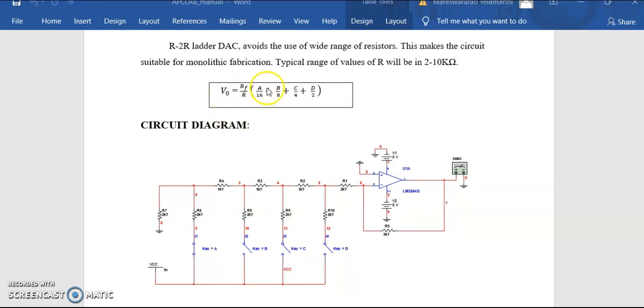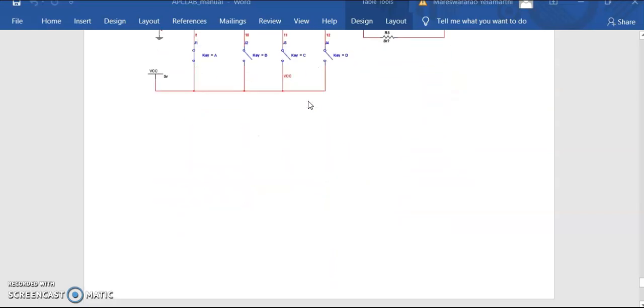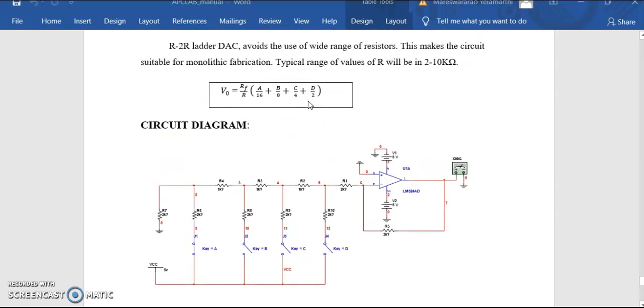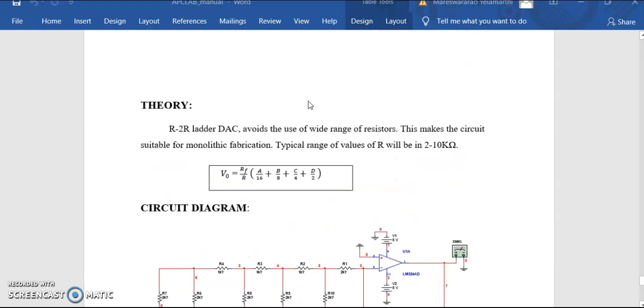Suppose our C and D inputs are connected to VCC, then VCC is 1 by 4 and this VR value is 5 by 4 plus 5 by 2. The remaining two values are zeros. Like that we need to find the output voltage with the corresponding digital input voltages. This is about our digital to analog converter R to 2R ladder network.